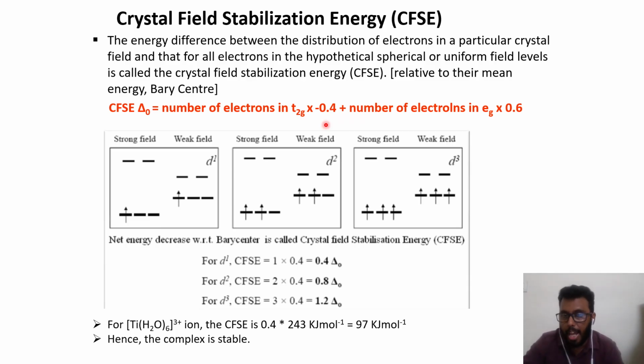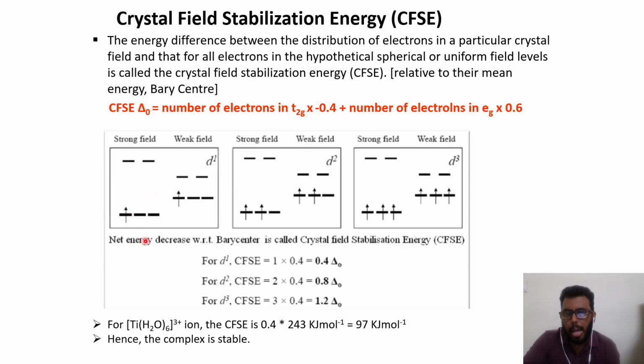Do you remember the CFT diagram? There we put minus 0.4 for the octahedral complex at the bottom, T2g, below the barycenter. And above the barycenter, you will have plus 0.6, which is pushed up, right? So you multiply the number of electrons in eg by 0.6. I hope you can correlate and link this. Now for this D1 to D3, whether it is weak field or strong field, it doesn't affect that much, but still the gap will be changing.